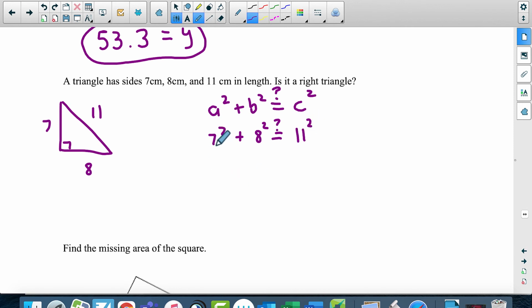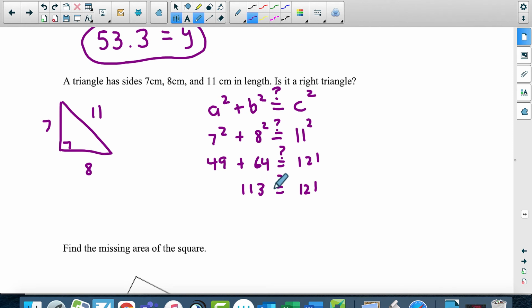Okay, let's square these things. 7 squared is 49, 7 times 7. 8 squared is 64, 8 times 8. And 11 squared is 121. 11 times 11 is 121. Now, we'll add our 49 and our 64, and we get 113, and I'm wondering, is that equal to 121?